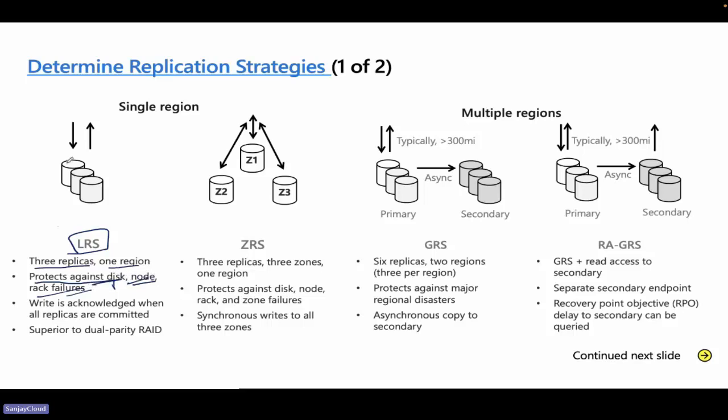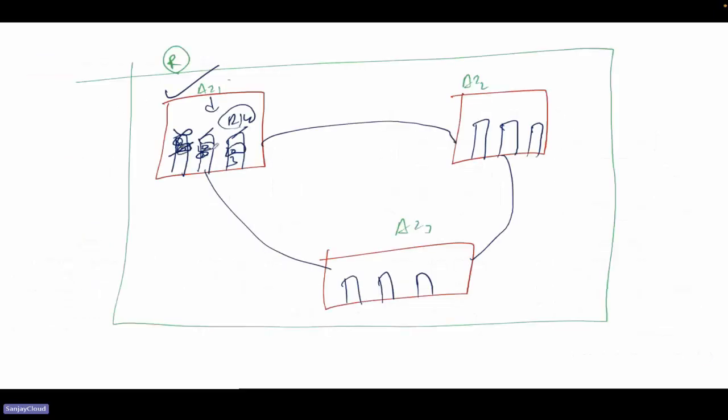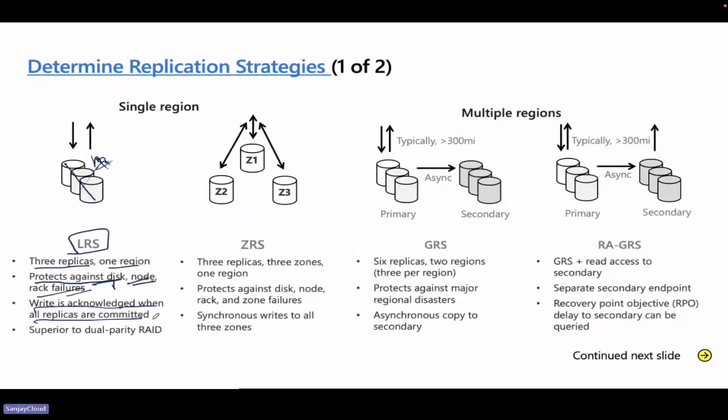What if the data center fails? If the complete AZ fails, then we need to think about the next solution, if our data is business critical. Write is acknowledged when all replicas are committed. It means when all replicas are stored on all nodes, then the write will be acknowledged and you would be able to read your data. This is similar to dual parity RAID. If my availability zone fails and I have business critical data, I need to think about the next situation.